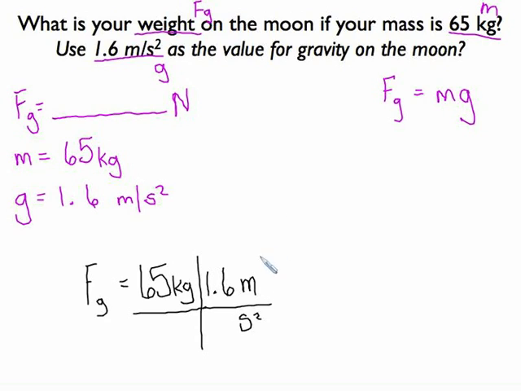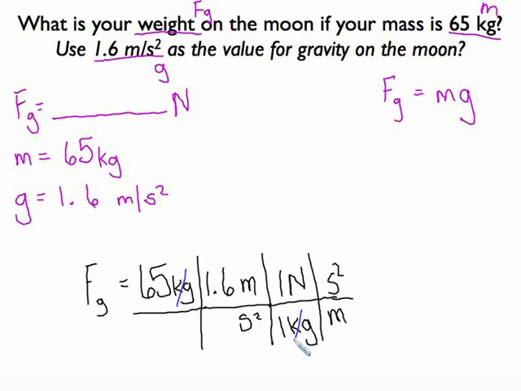Again, you do not have to do the conversions, but I'm going to do them so you can see where it comes from. Your newtons are on the top. You have 1 kilogram times meters per second squared. You can see your kilograms cross out, your meters cross out, your seconds cross out, and you're left with 65 times 1.6, and you weigh 104 newtons on the moon, which is much less.